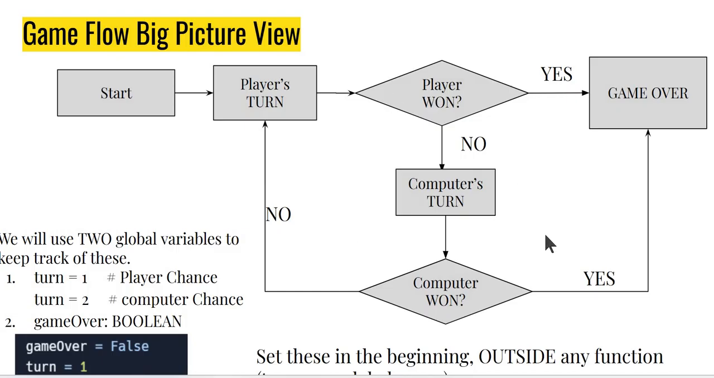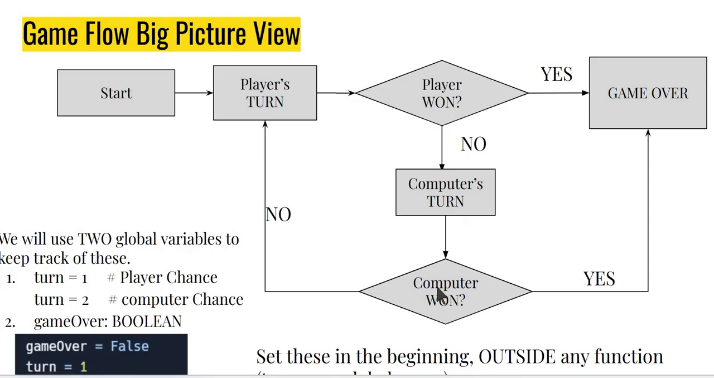Now, in order for us to operationalize all of this, we are going to make use of two global variables. The first variable is called turn, and this is going to be an integer. I will give it a value of 1 or 2. Turn being 1 implies it's the player's turn. Turn being 2 implies it's the computer's turn. That's just my definition. And we'll also use a global Boolean variable called game over. We set it to false, obviously, in the beginning.